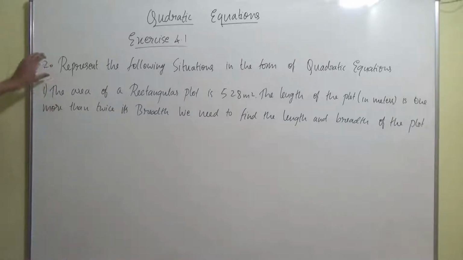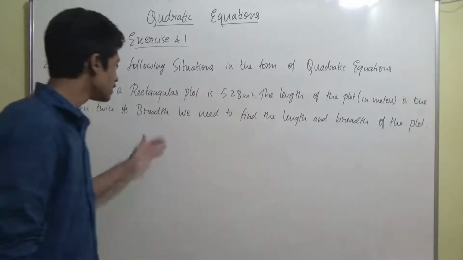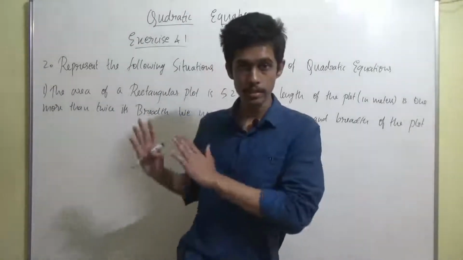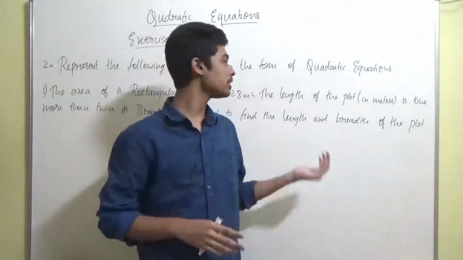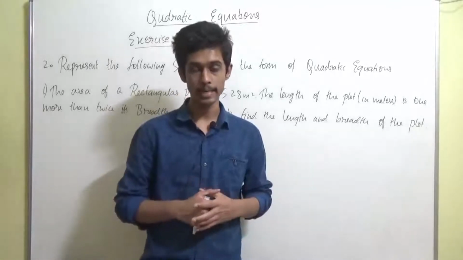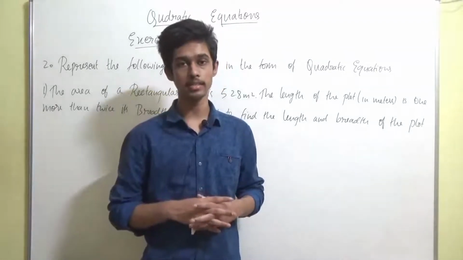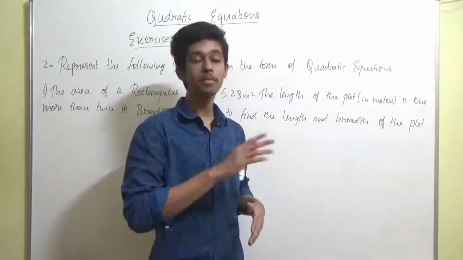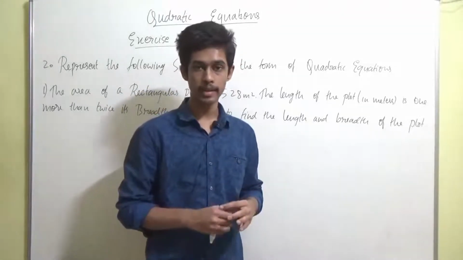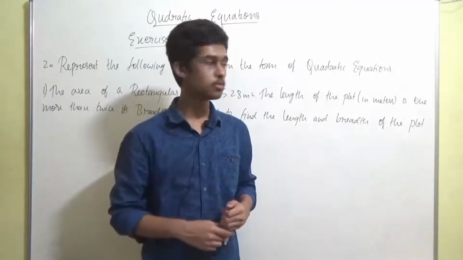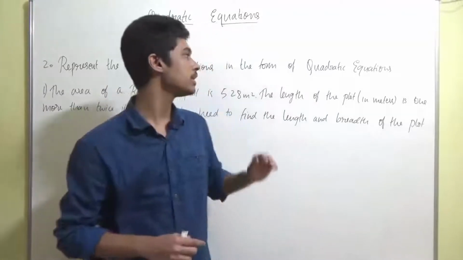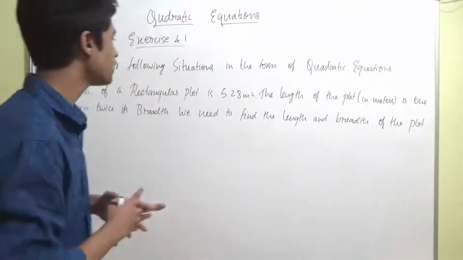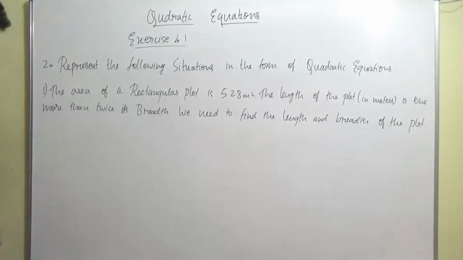Here, guys, the main question says represent the following situations in the form of quadratic equation. So there's no need to solve and find the length and breadth in this exercise, because to solve them you will be required to know how to solve quadratic equations. That you will be learning in the further lectures. Maybe after learning the method, you can come back and find the solution of this. But for now we'll only be representing it in the form of quadratic equation, nothing more than that.